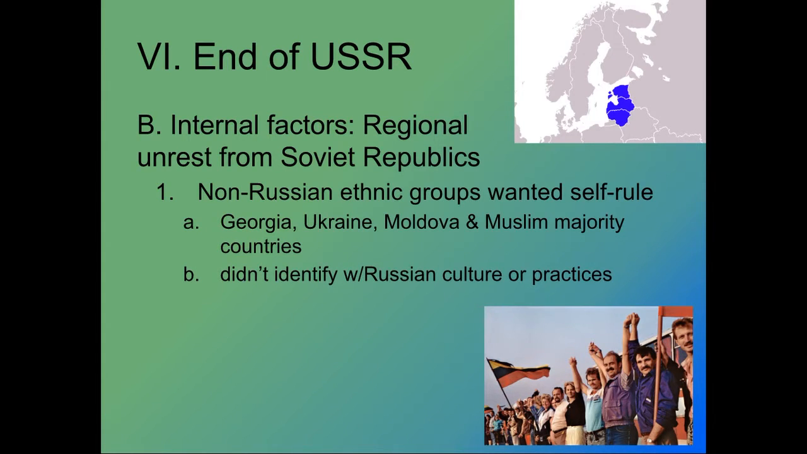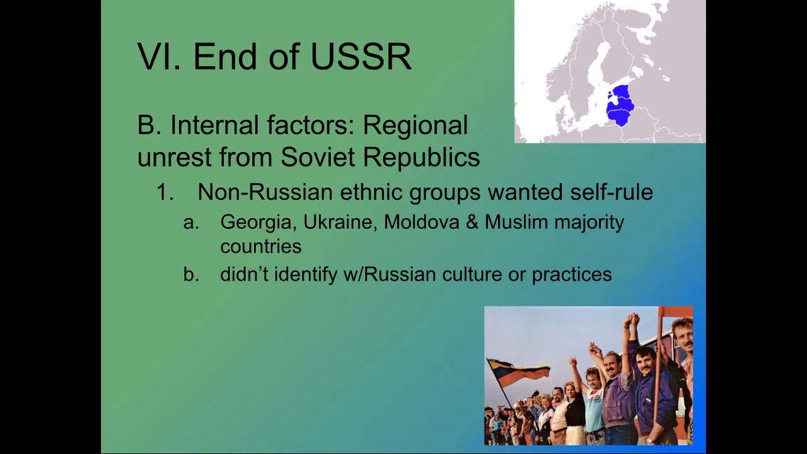When Lenin creates the Soviet Union, when he's the head of it, he actually outlaws a lot of cultural identity. So you're no longer really allowed to speak your own language. You're not allowed to practice your own religion. Religion is totally outlawed. And you're not allowed to practice any of your own customs.